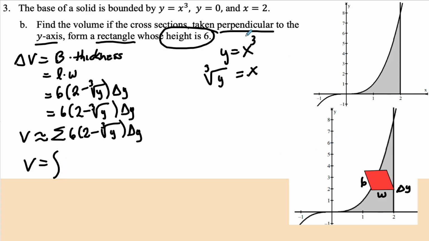And this point right here is 0, 0. And this point will be 2, comma, and if I put 2 up here, that'll be the number 8. So I'm looking at y's now, so I'm looking at this y and this y. So it'll be 0 to 8 of 6 times the quantity 2 minus cube root of y, dy. And this will be the setup for the volume of this.